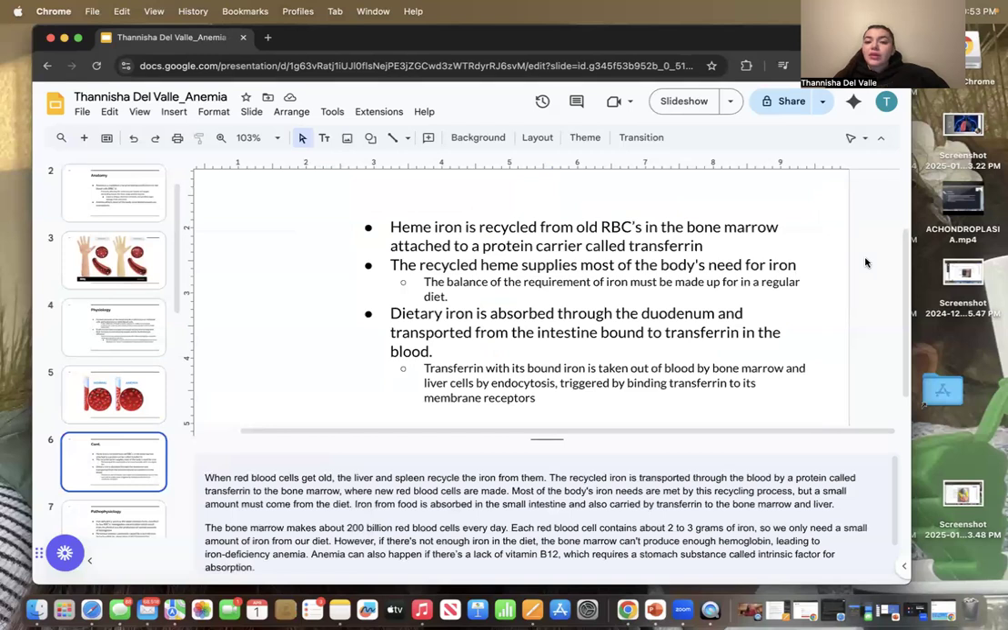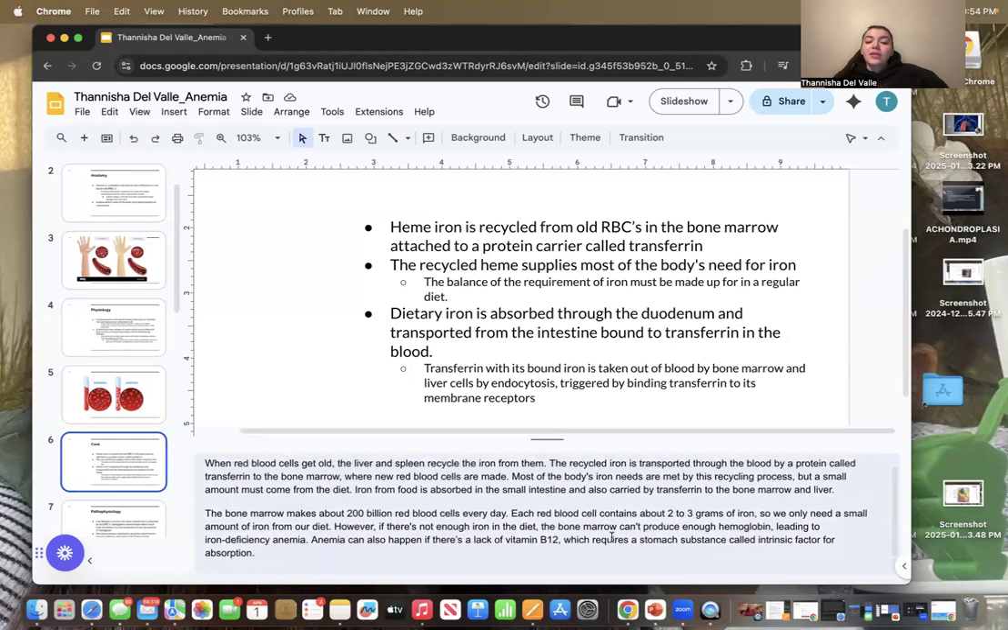Okay, so heme iron is recycled from old RBCs in the bone marrow. When blood cells get old, the liver and spleen recycle the iron from the heme. The recycled iron is transported through the blood by a protein called transferrin to the bone marrow, where new blood cells are made. Most of the body's iron needs are met by this recycling process, but a small amount must come from the diet. This is when iron from food is absorbed in the small intestine. That is also carried by transferrin to the bone marrow and the liver.